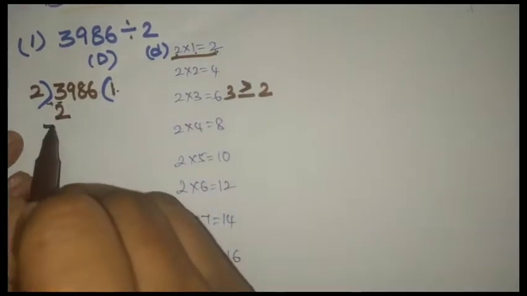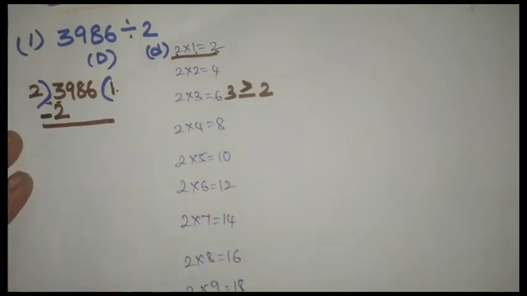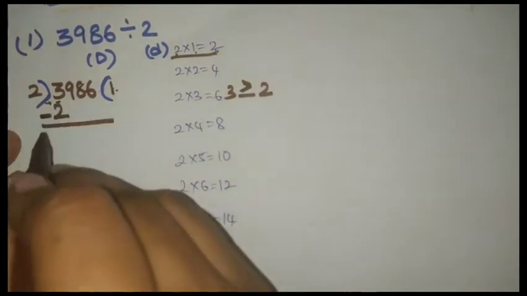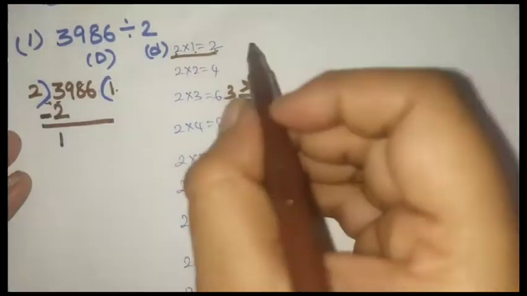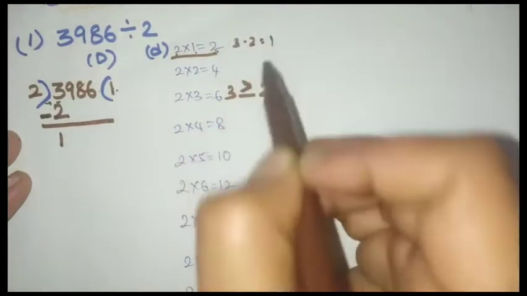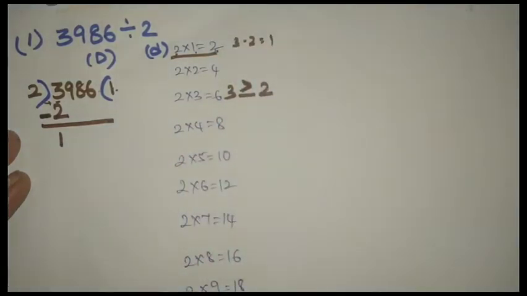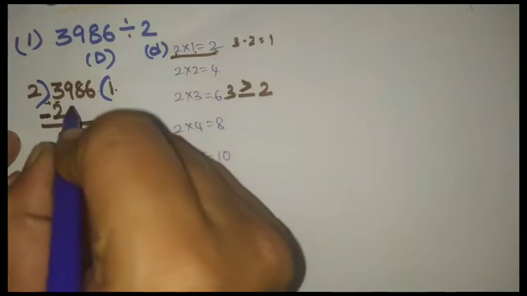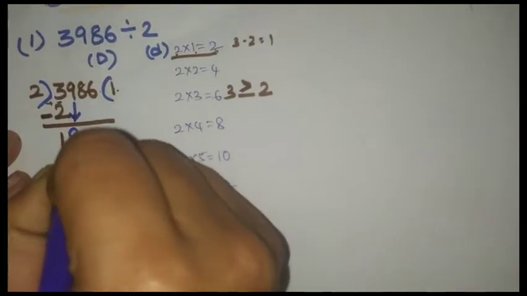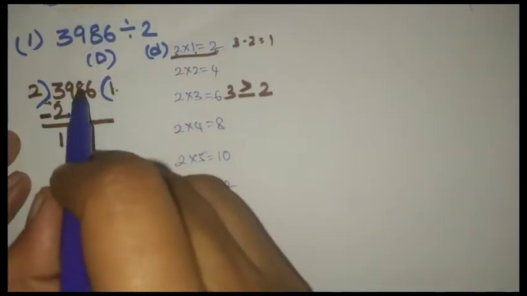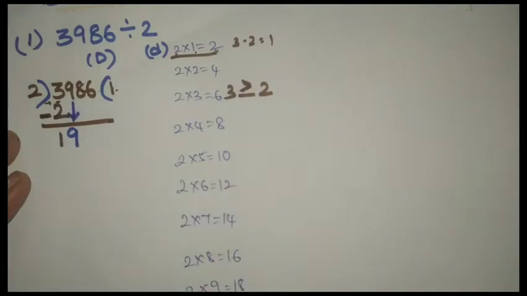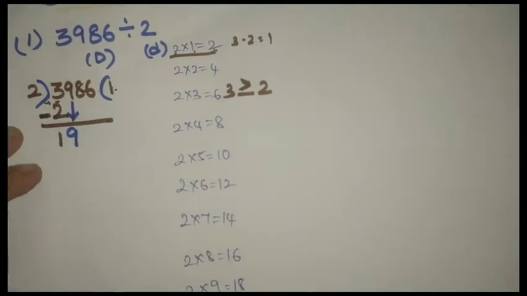Now we have to do subtraction. 3 minus 2 is 1. Now the second step is to bring down this hundreds place here. This is ones, tens, hundreds. The hundreds place is here. Now again we have to compare.